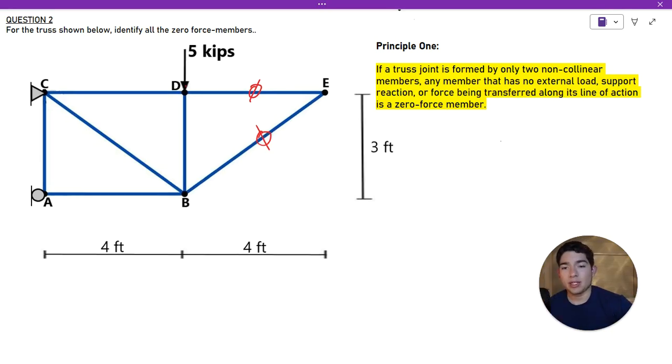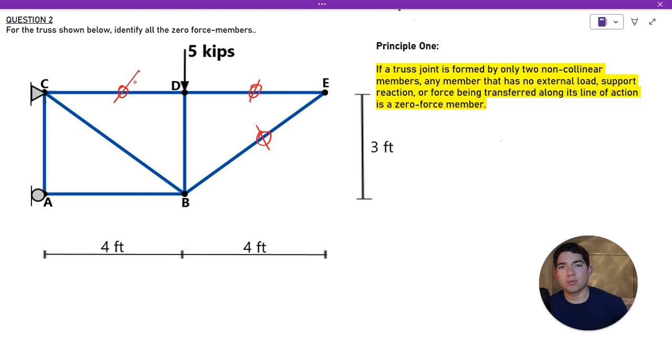So now that we have eliminated member DE, in this case, joint D is going to become one of those cases where we have a joint formed by two non-collinear members. So in this case, member DB is going to have this 5 kip force acting through it, as you can see here. However, member DC does not have a force acting through it or a reaction. So in this case, member DC is going to be a zero force member as well.